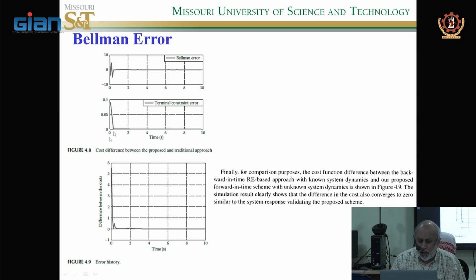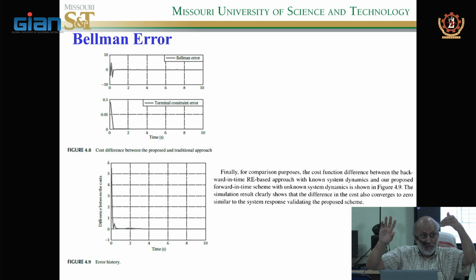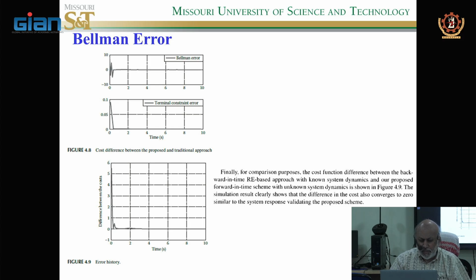Now the last plot is the difference between the known dynamics case and the unknown dynamics Q-learning. Remember, I assumed the dynamics are precisely known without Q-learning, and plotted the cost. Then I did it with the Q-learning that I showed you, and I'm comparing the difference. Initially there's a difference because it starts with some initial value, but you see how quickly it goes to 0.